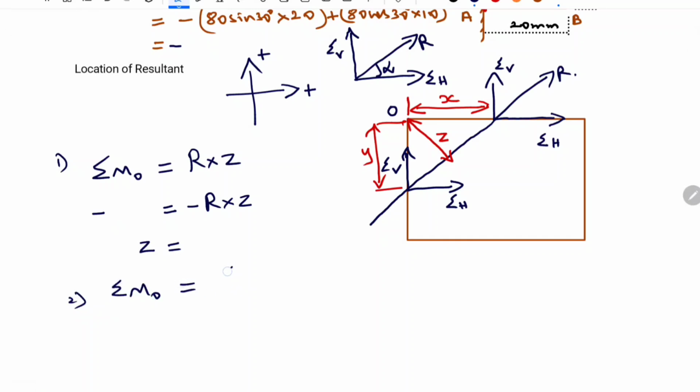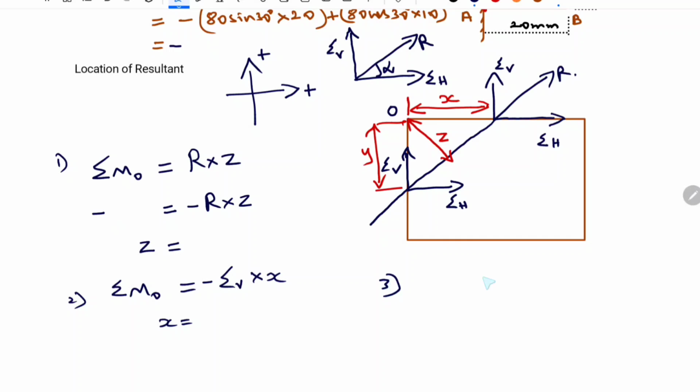Similarly, for finding X and Y, you can write the Varignon theorem as summation of MO is equal to sigma V into X. This is force into perpendicular distance. So, sigma V is the force and X is the perpendicular distance. Here, sigma V is acting in the counterclockwise direction, so let us consider the negative sign here. So, mostly your moment will also be in the negative sign. With this we can find out the value of X.